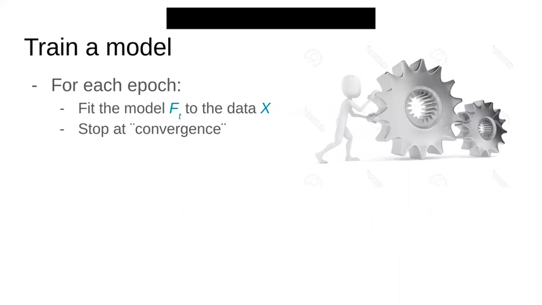And if we think about training, we can think about training as a loop where at each epoch, we want to fit a model to the data. And for this, we have a loss and we compute gradients. But in general, at a very high level, we want to fit a model to the data. And we will stop this at convergence.